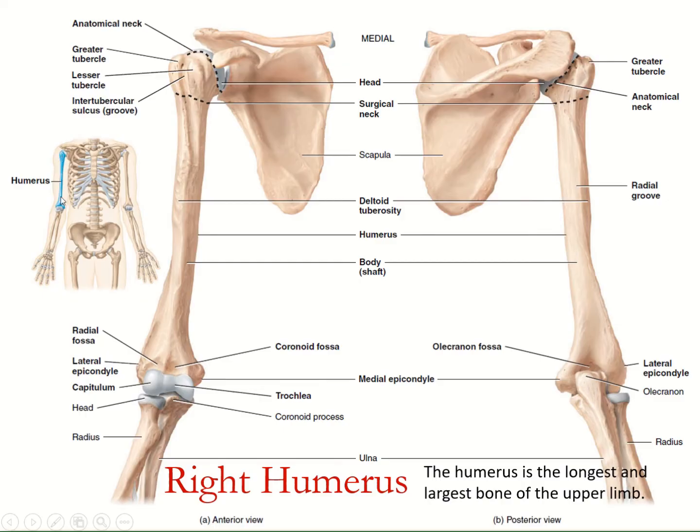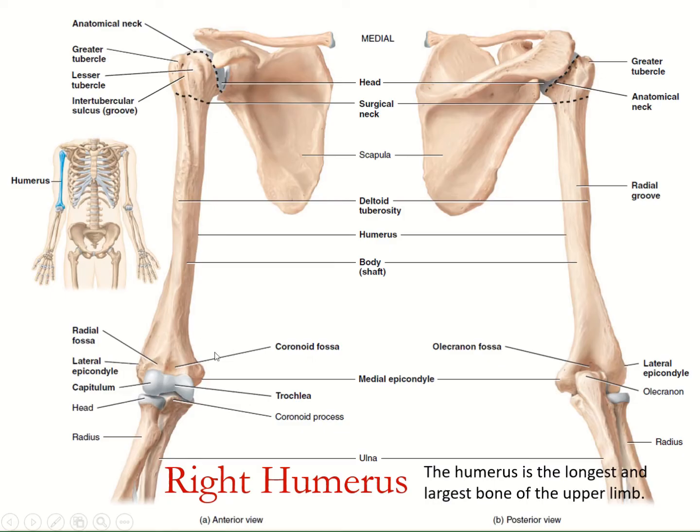This is your right humerus over here. This is your arm, forearm. Your arm has the humerus. Your humerus is the arm bone. This is an anterior view of your right humerus. This is a posterior view of your right humerus.